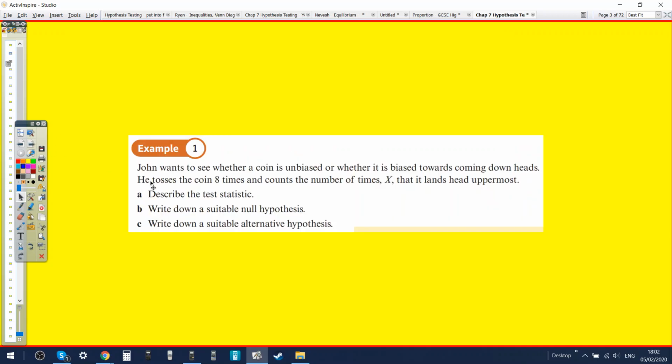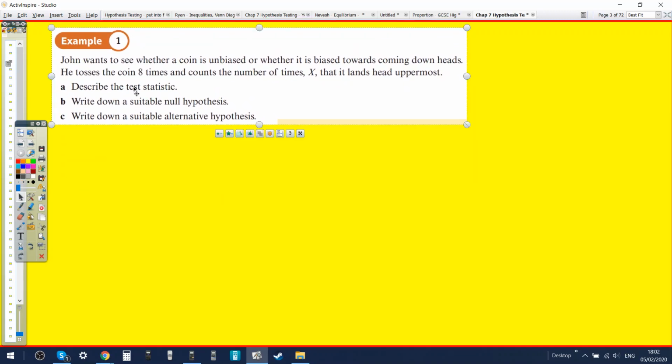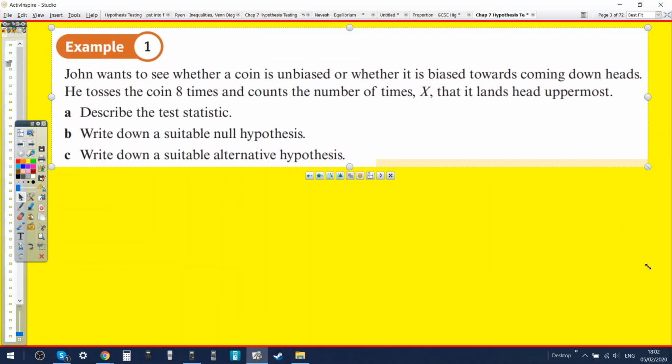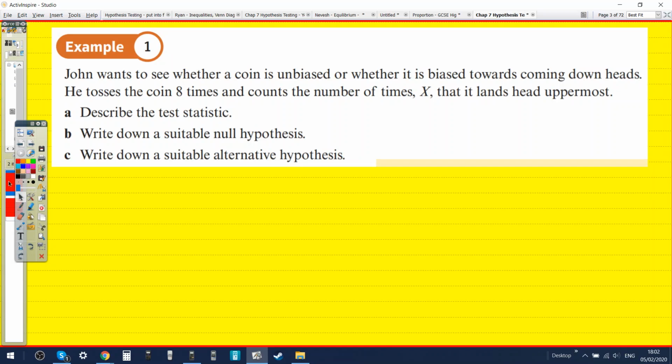Okay, let's try it out. Any idea about this one? What does it mean, the test statistic? So it's basically what we're looking at. In this case, it will be X, the number of times it lands on heads. Okay. So how about B?